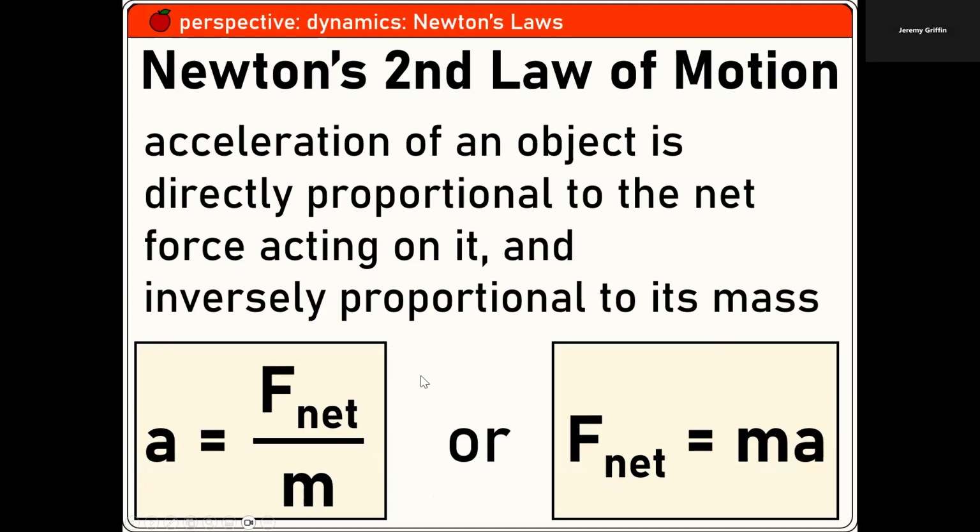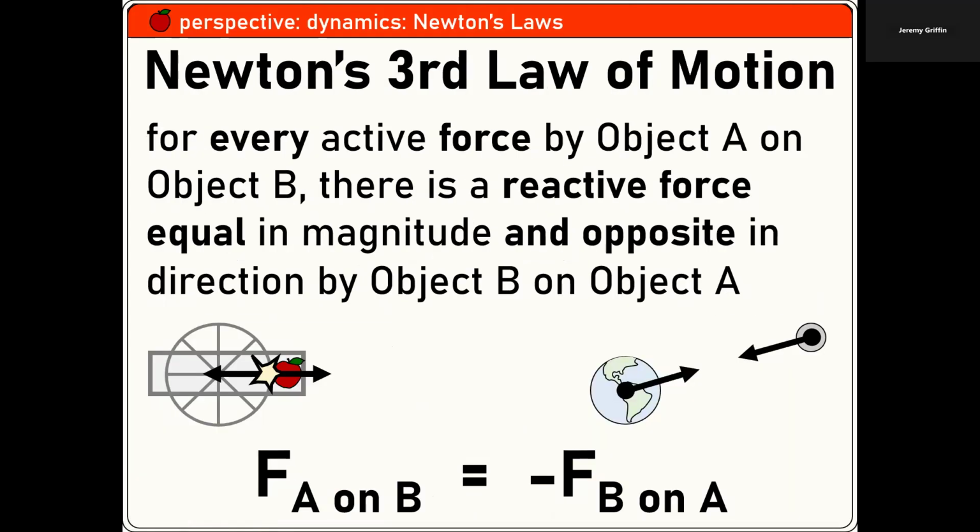That's good. All right. Newton's third law. This is the equal and opposite rule. It says for every active force by object A on object B, there's a reactive force equal in magnitude, opposite direction by object B back on object A. So I've got a couple examples down here. Suppose there's a cannonball and a cannon, and there's some explosion inside the cannon barrel, and pow, out goes the cannonball. You guys see that?